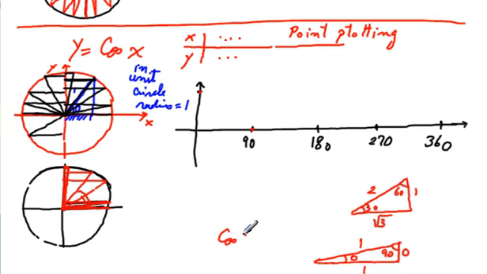Another way is the cosine of 90. I could talk it out of this picture. Cosine of 90 is adjacent to the hypotenuse, 0 over 1, just like we said before. This is 0. So at 90, I hit 0.